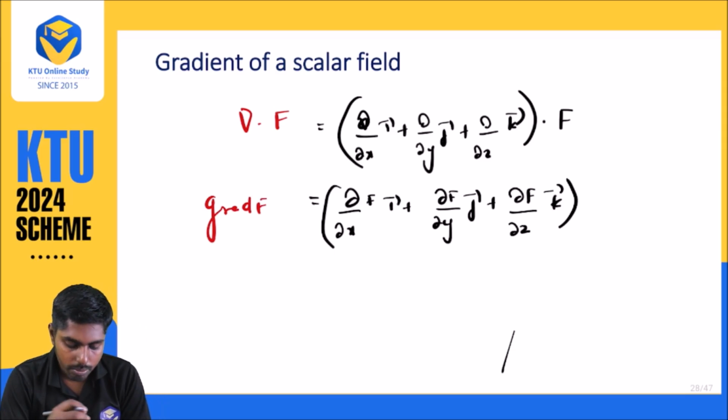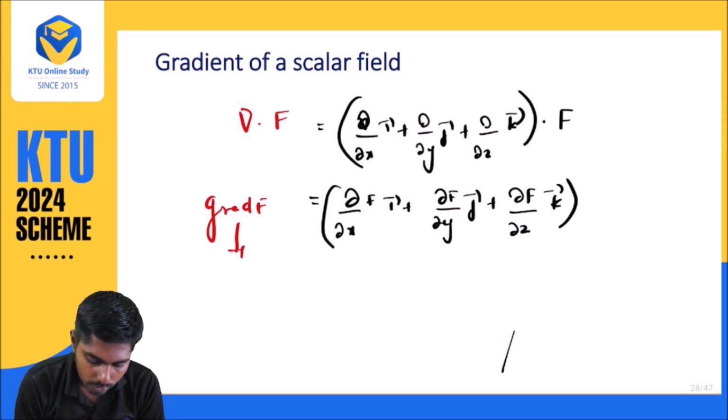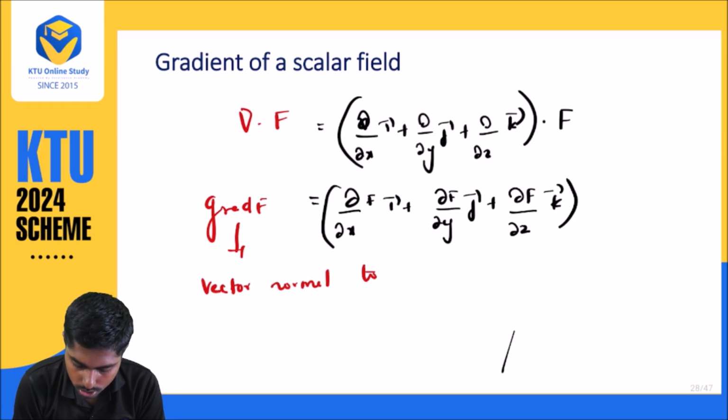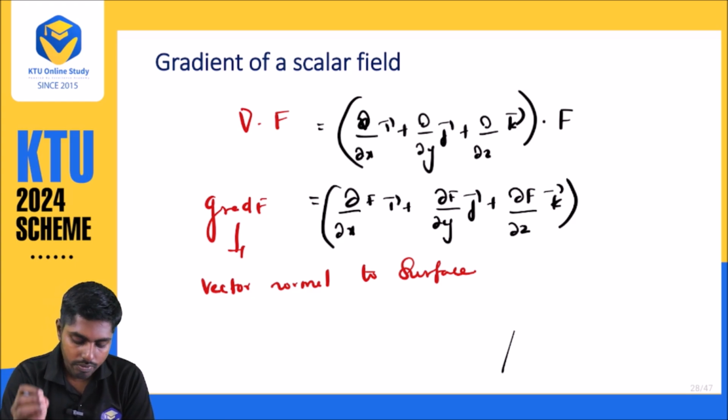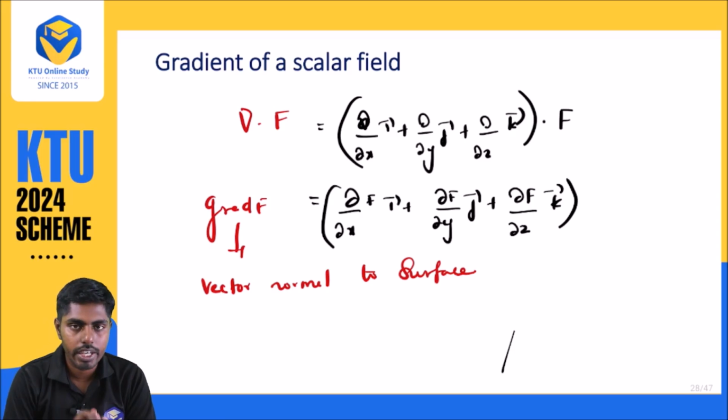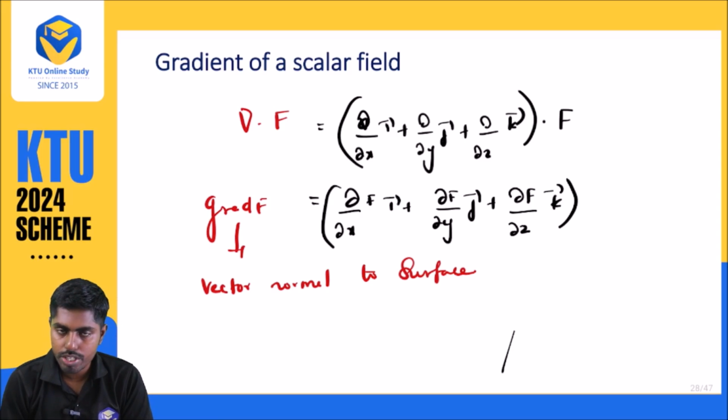So another name of grad f is nothing but the vector normal to the surface. So vector normal to the surface is also nothing but grad f. If they are asking for the vector normal to the surface, they are indicating grad f. Okay. So one more basic thing you want to know is unit vectors.